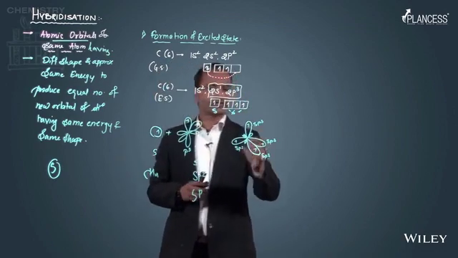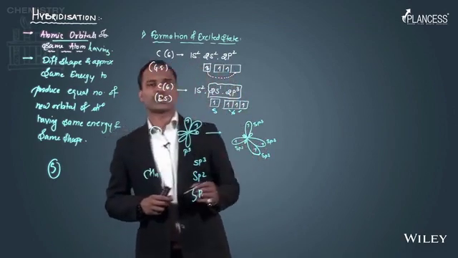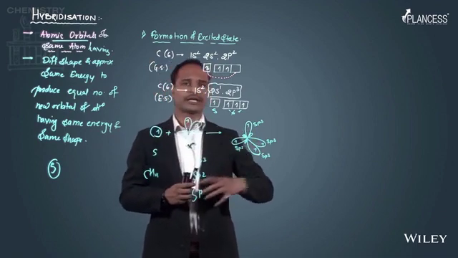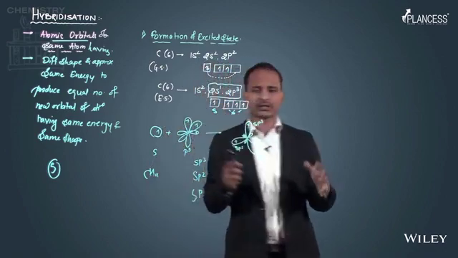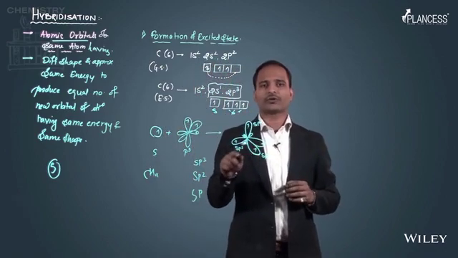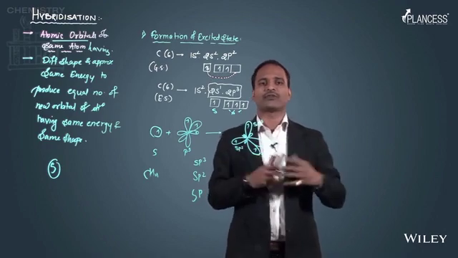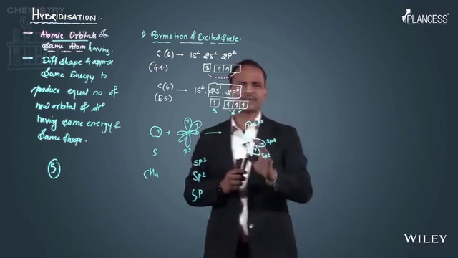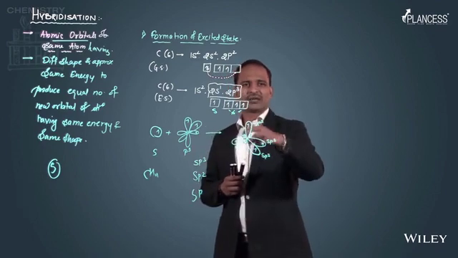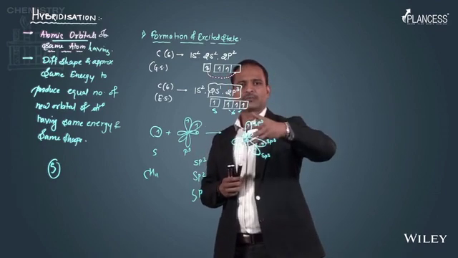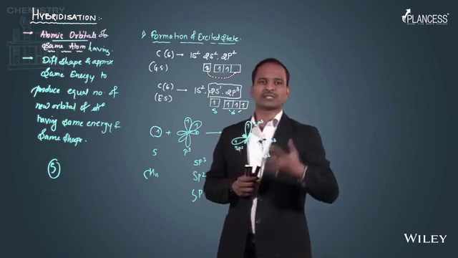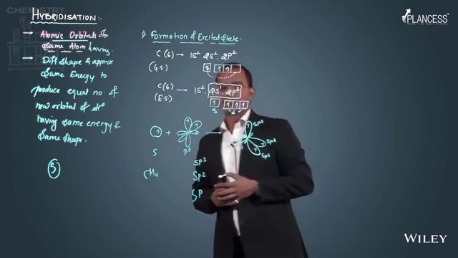Now, in the case of the new 4 orbitals which have been formed, they all have electrons, so they all repel each other. To minimize the repulsion, all 4 orbitals are present far away from each other. This geometry is called a tetrahedral geometry.